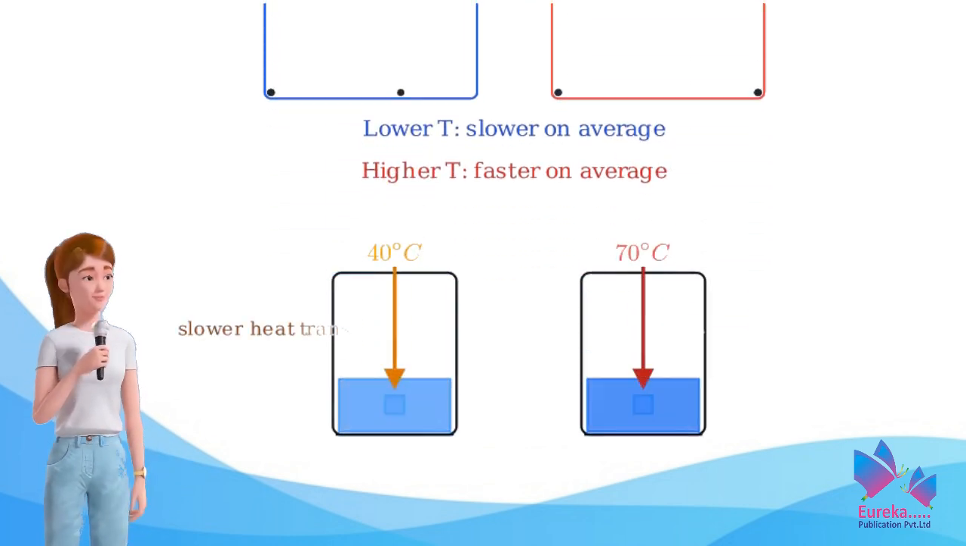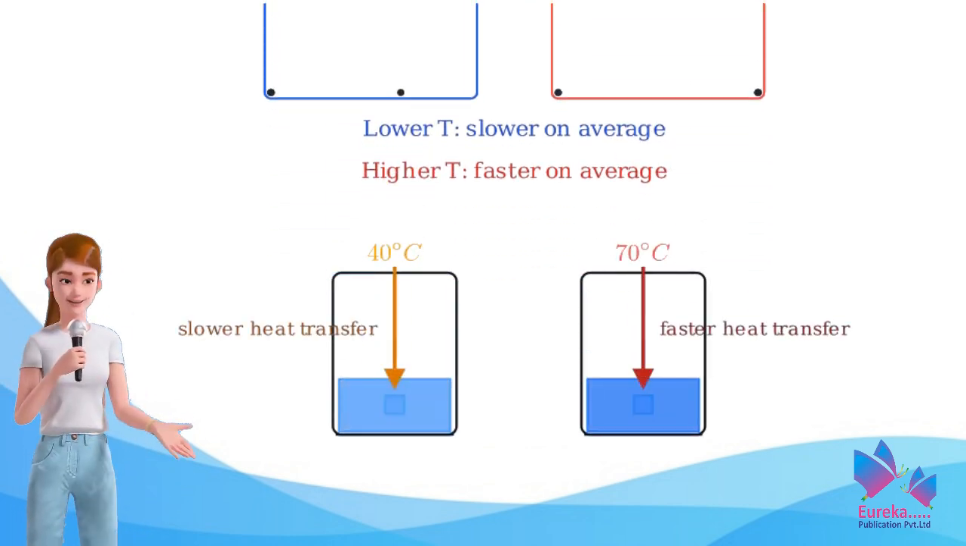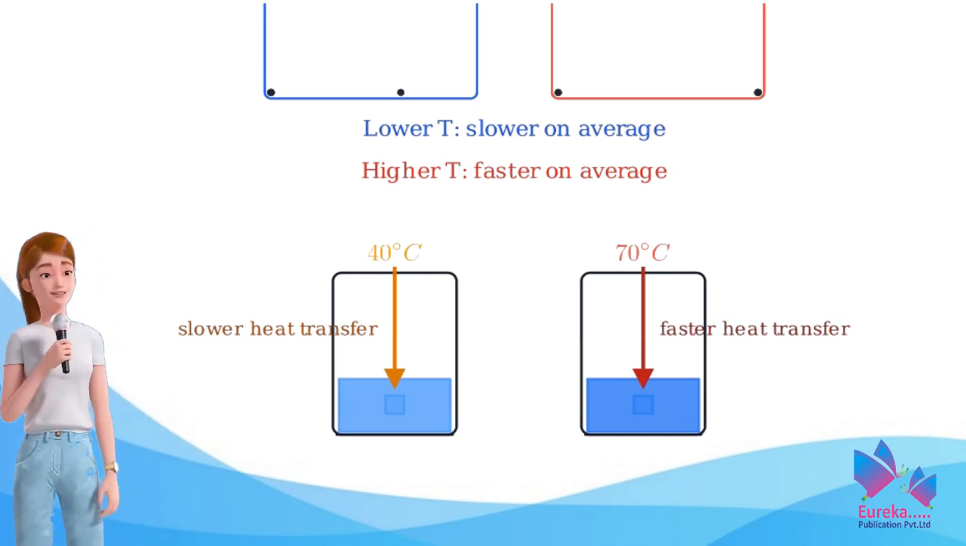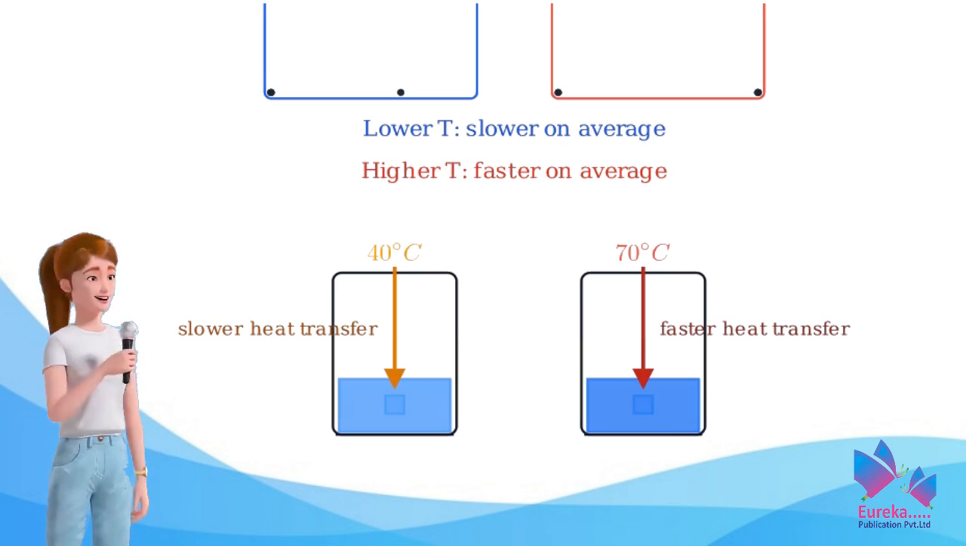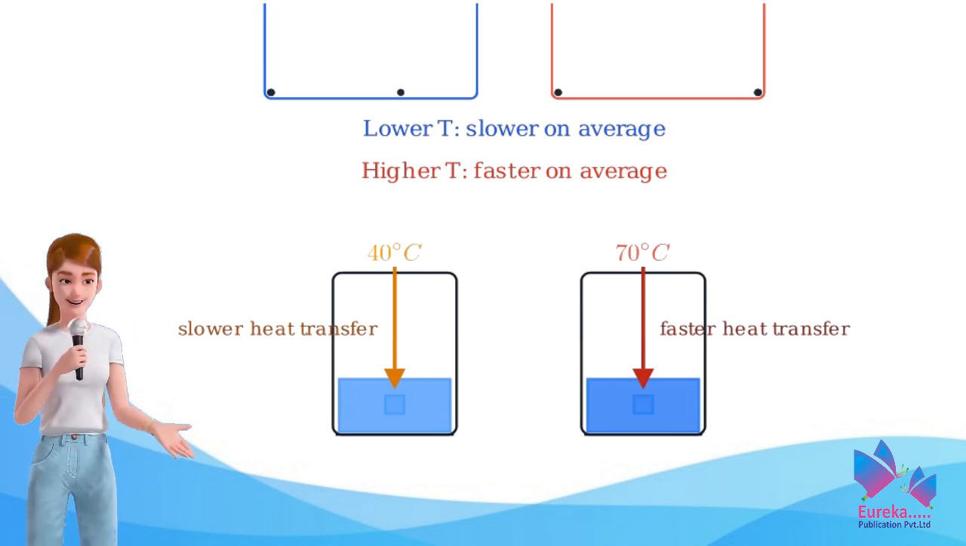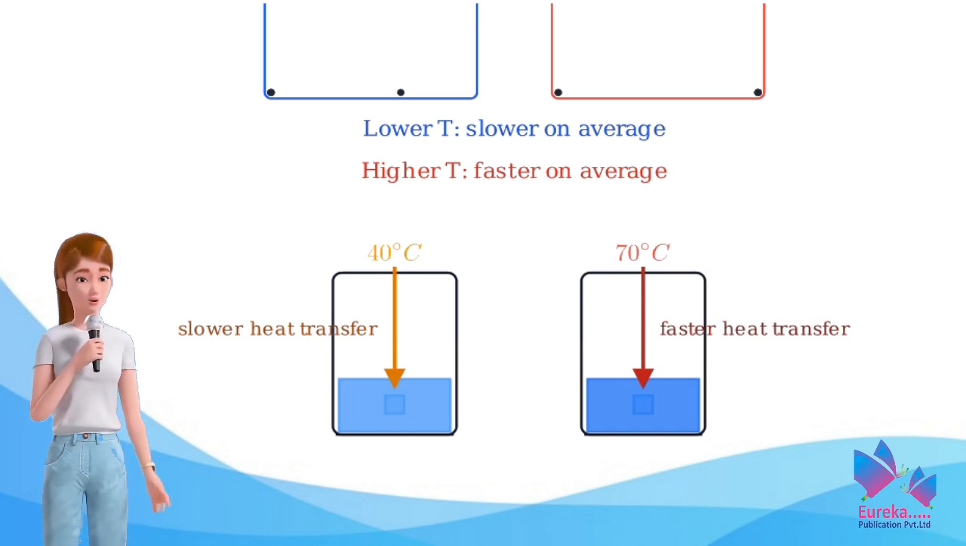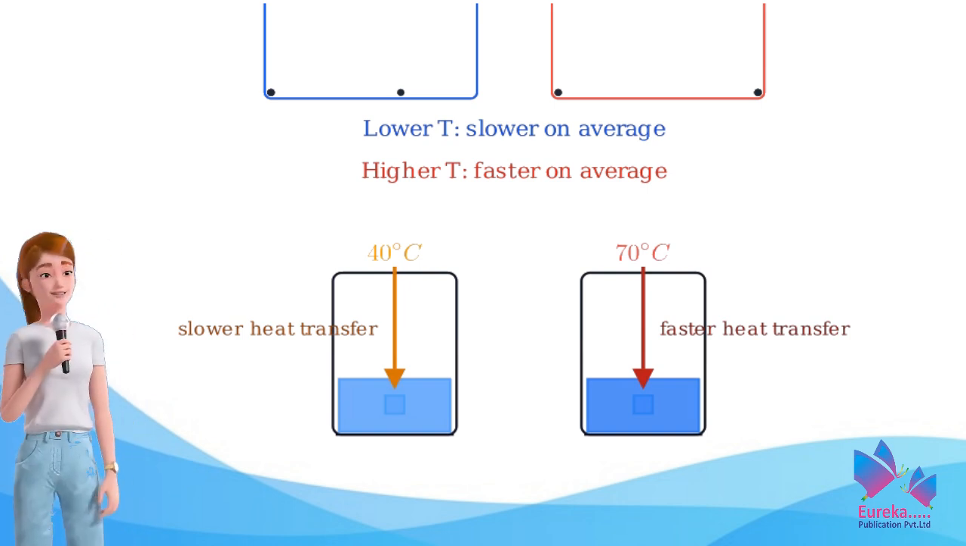Putting it all together, in our experiment, the hot water started at a higher temperature than the warm water, so heat flowed faster into the ice, melting it more quickly. That is why the ice in hot water finished melting first, even though both beakers had the same amount of ice and the same volume of water.